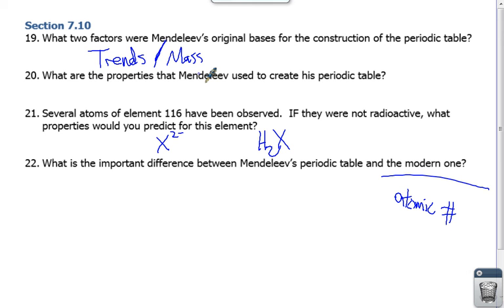Mendeleev's periodic table is more focused on mass. Atomic number is also the number of protons. So Mendeleev didn't really know anything about protons when he created the periodic table.